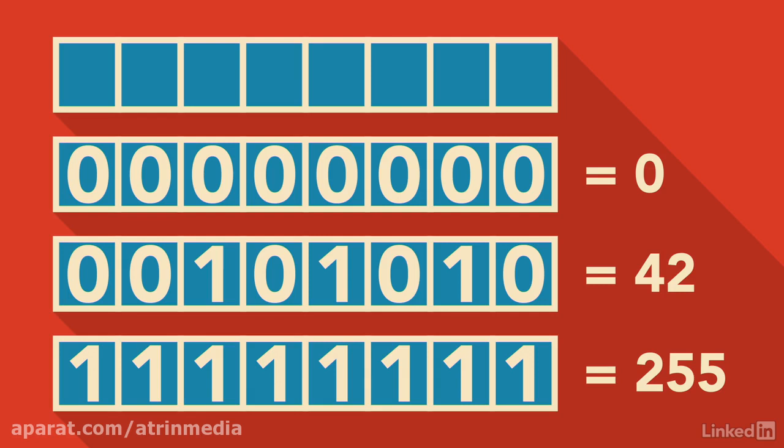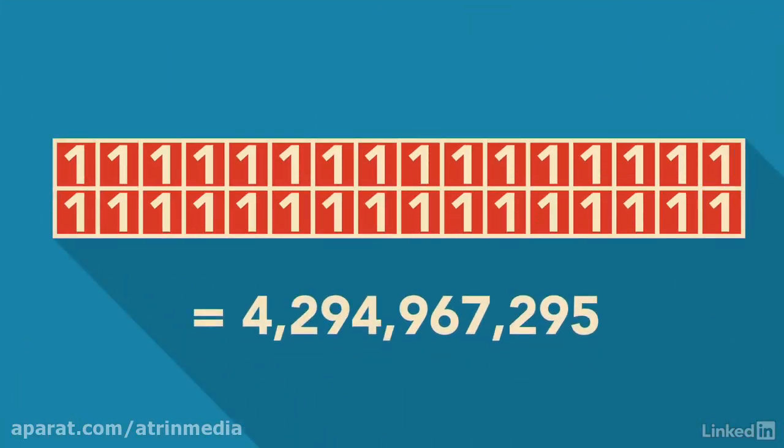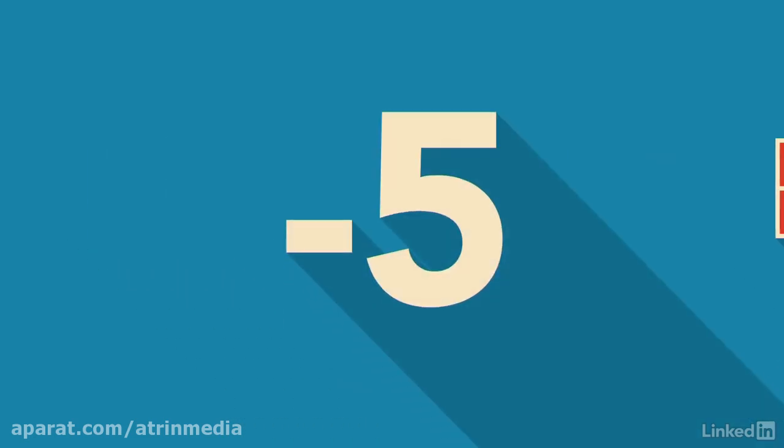But 255 isn't that much, so there are larger and larger types that programmers can use to store values. Each larger type reserves a different number of bits in the computer's memory. A larger container that uses 32 bits can store a bigger number, in this case a number as high as 4 billion. But what about negative numbers?